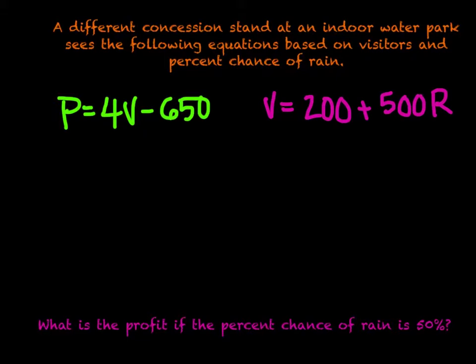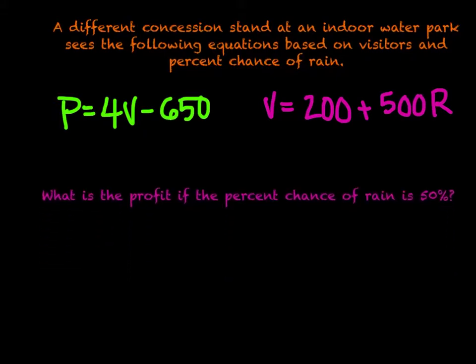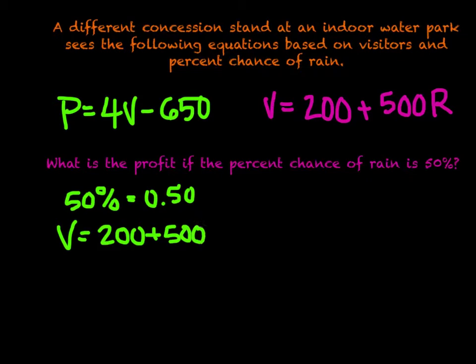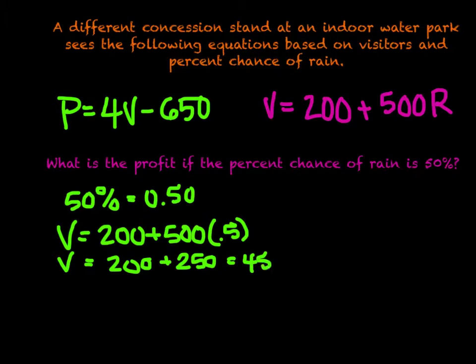So let's use these equations to answer a couple of situations. Here's our first one. What is the profit if the percent chance of rain is 50%? First of all, we need to look at our visitor equation, and we need to look at 50%. 50% is essentially 0.5 as a decimal. So visitors is equal to 200 plus 500 times 0.5. So we're going to get 250 extra visitors if there's a 50% chance of rain. So the number of visitors that we end up having is 450 people.